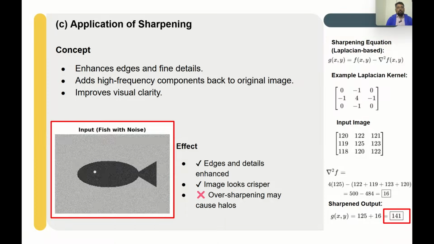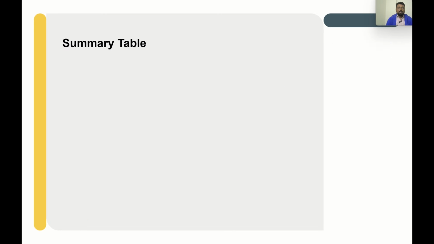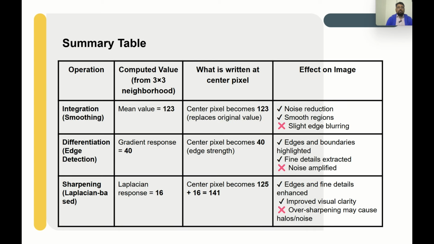You can see the input image and the sharpened details. The sharpened details are much clearer compared to the input image. These will be the output effect of the application of sharpening. So in summary, in the case of integration we have done smoothing, then in the case of differentiation edge detection using Sobel, and in sharpening we have applied the Laplacian.